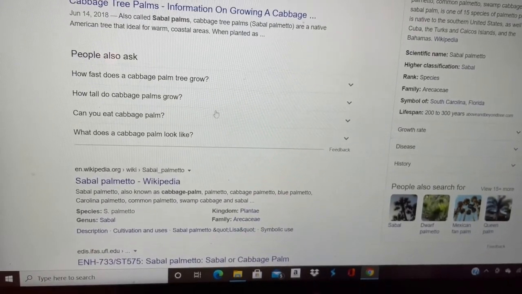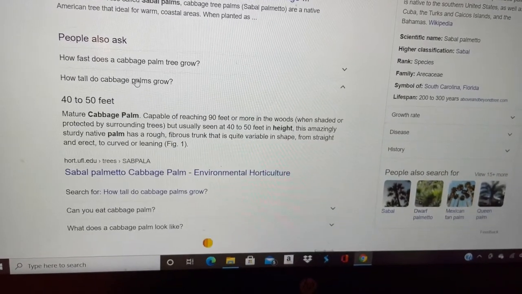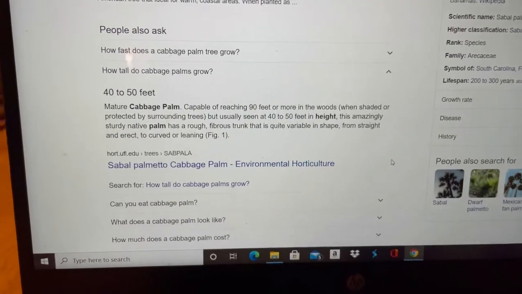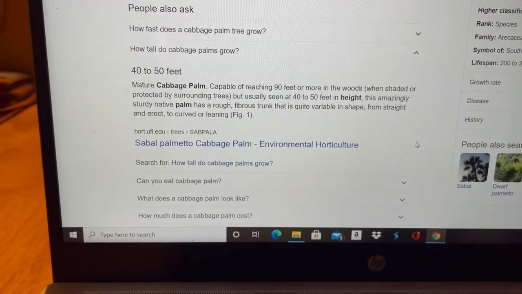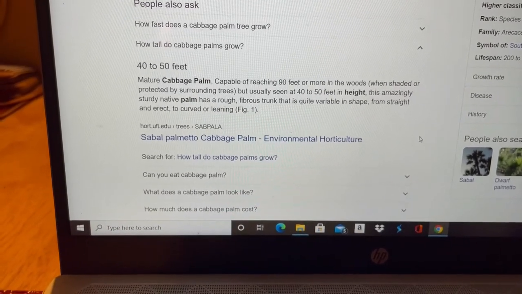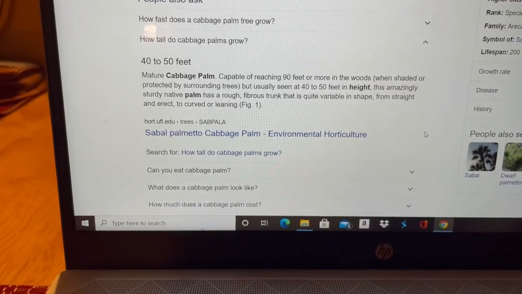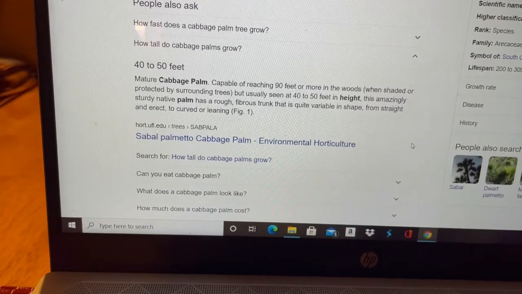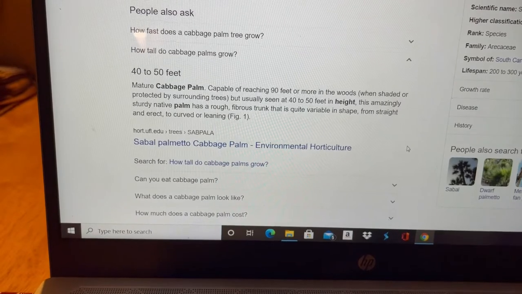And it said they get up to like 90 foot tall. Let's see. Okay, it says they're capable of reaching 90 feet tall. It says that they usually get up to 40 to 50 feet in height. So 40 to 50 feet tall is the normal of what they can get.